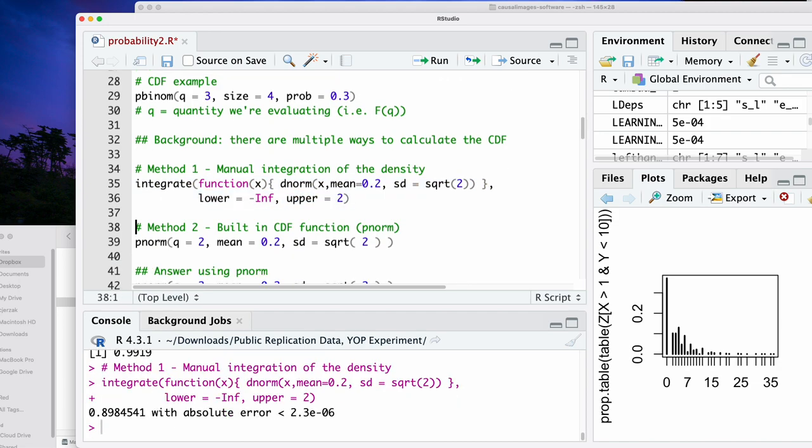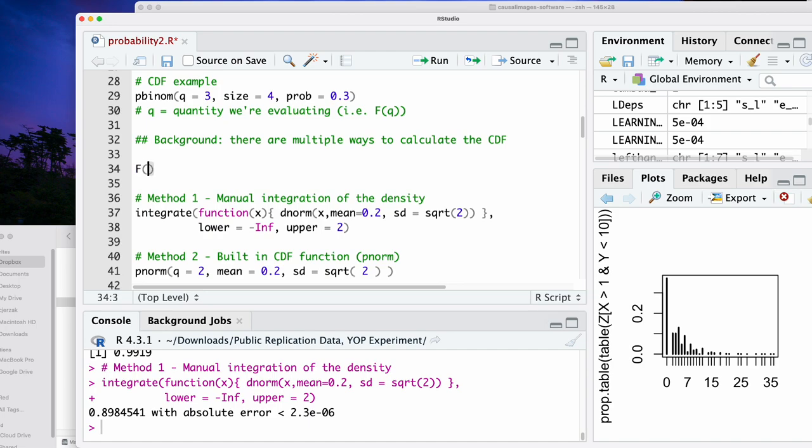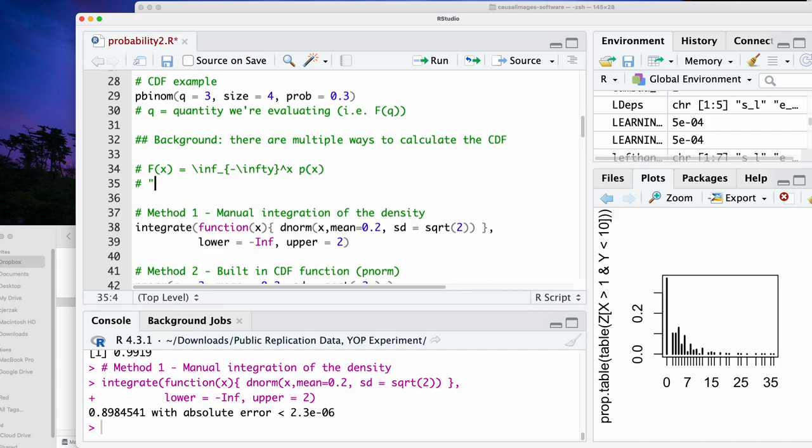So remember how the CDF was defined. You can write it in a few different ways, but F of x can be thought of as the CDF, and this is the integral, in the continuous case, from negative infinity all the way up to x of the density p of x. The interpretation is the probability of seeing a value of the random variable that is less than or equal to the value of little x.